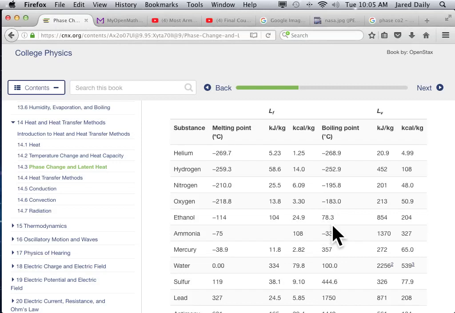The boiling point of water is 100 degrees Celsius. The boiling point of ethanol or alcohol is 78.3. The boiling point of lead is 1750 degrees, a temperature easily achieved on a stovetop at home. You can easily get to that temperature on your stovetop at home.